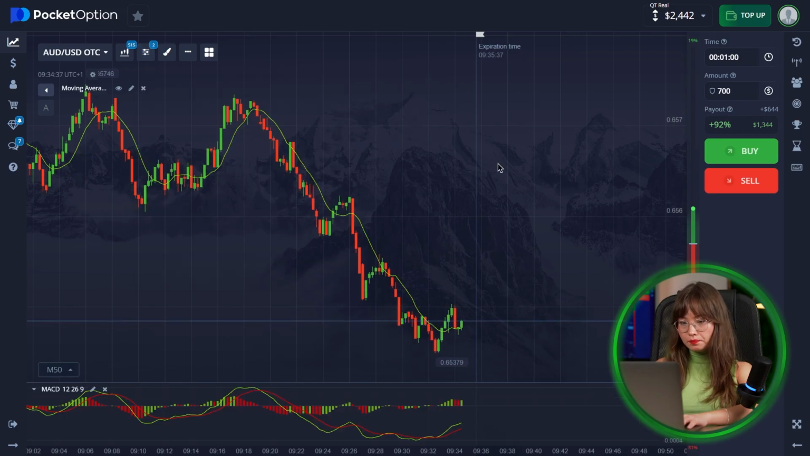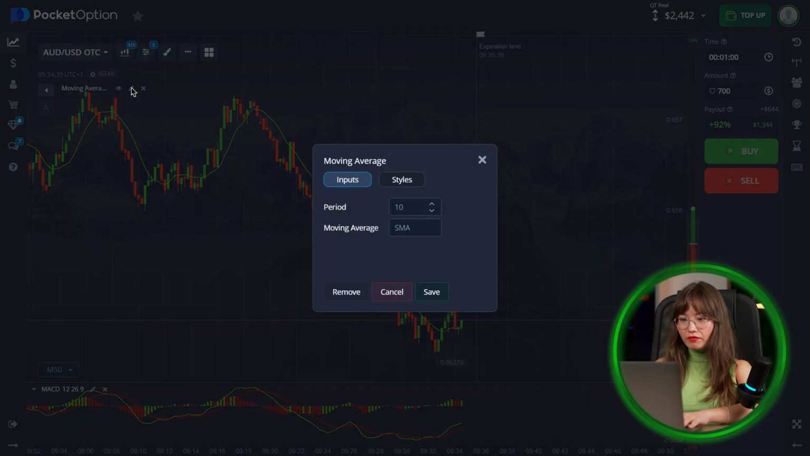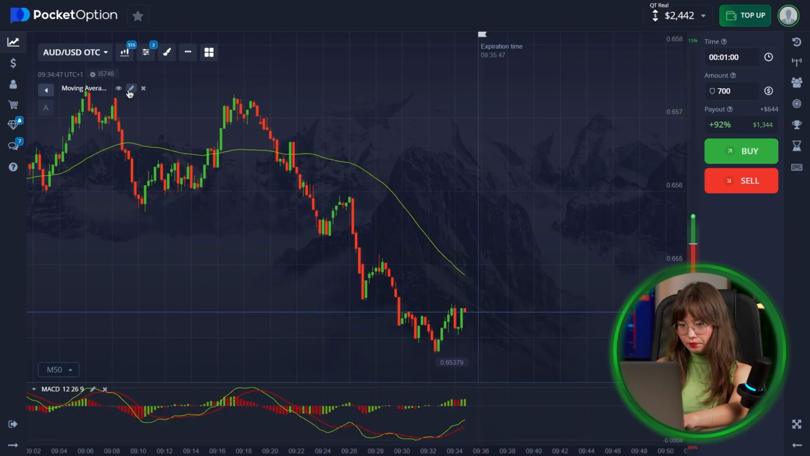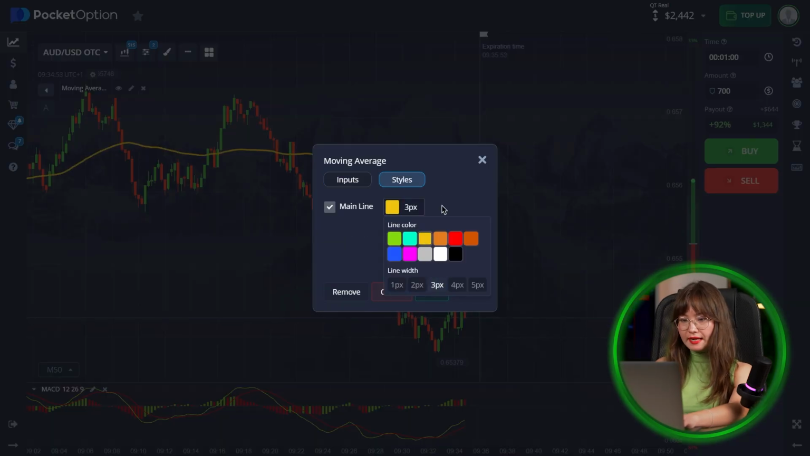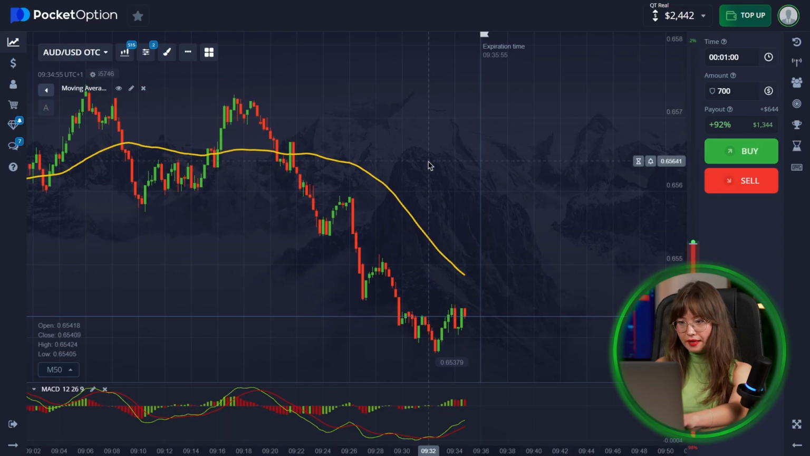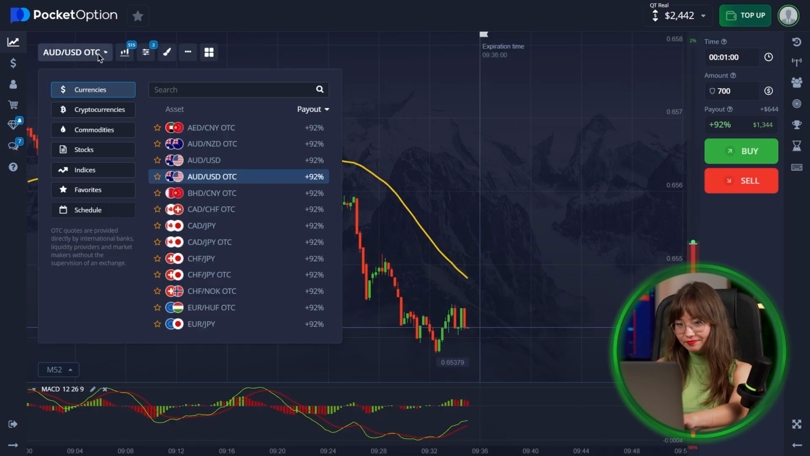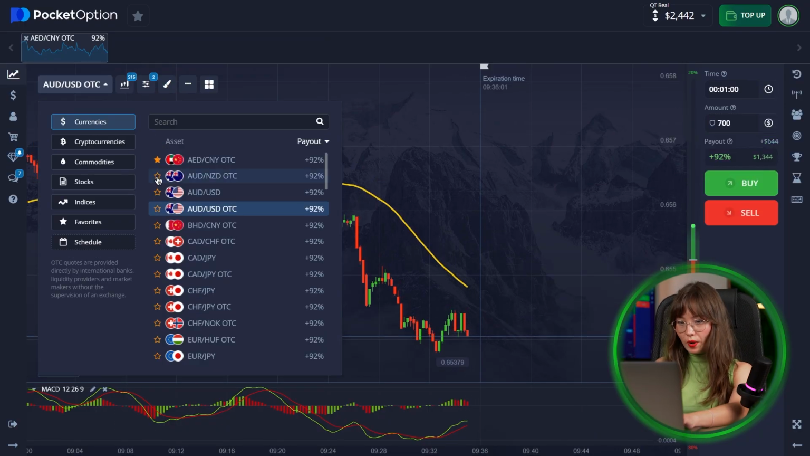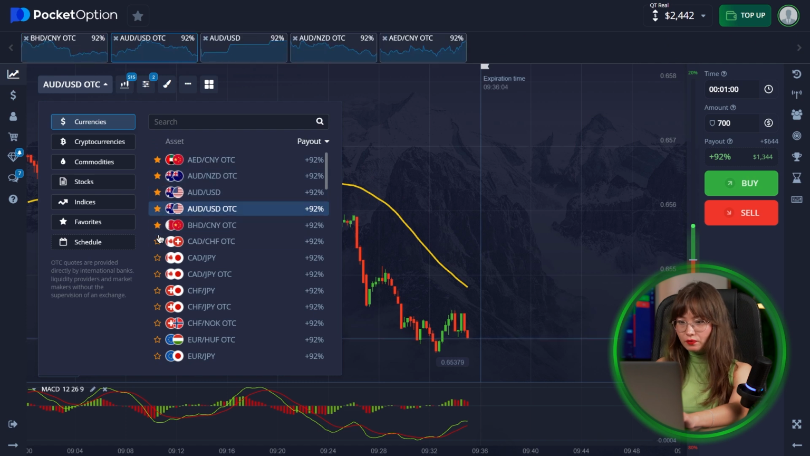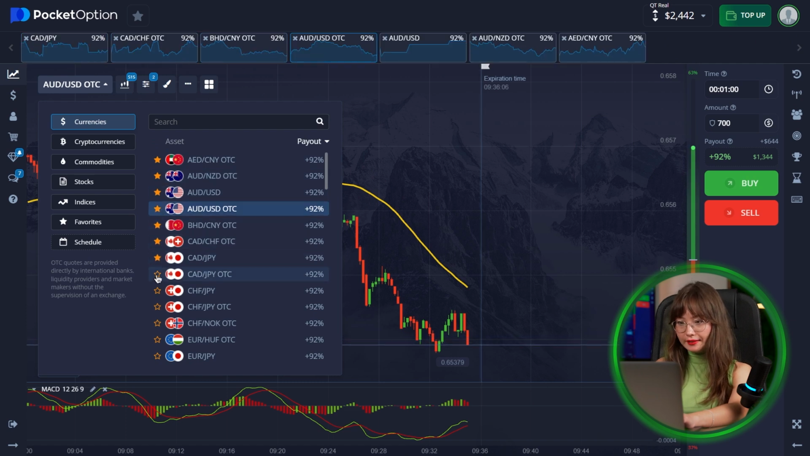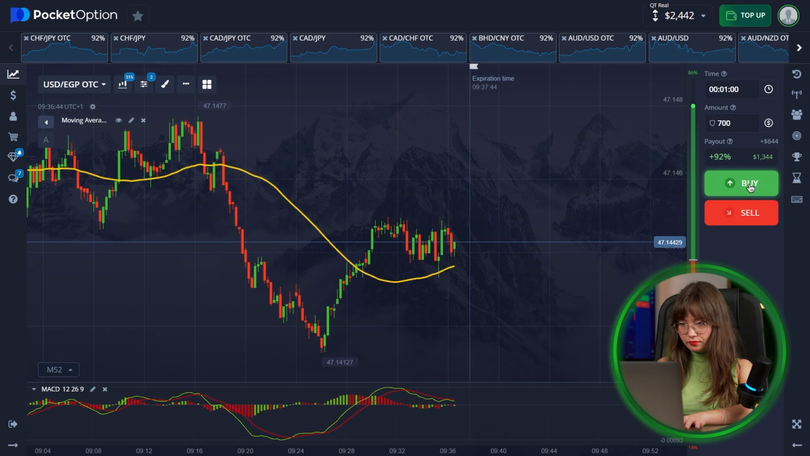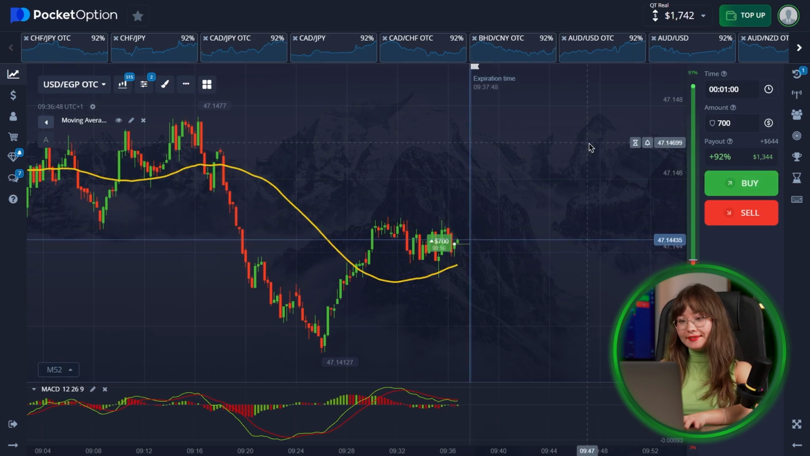First, let's configure the MA. Set the period to 50. Style to 3px and pick a nice bright yellow color. Once we add some currency pairs, we'll be ready to trade. Okay, and let's open a trade here.